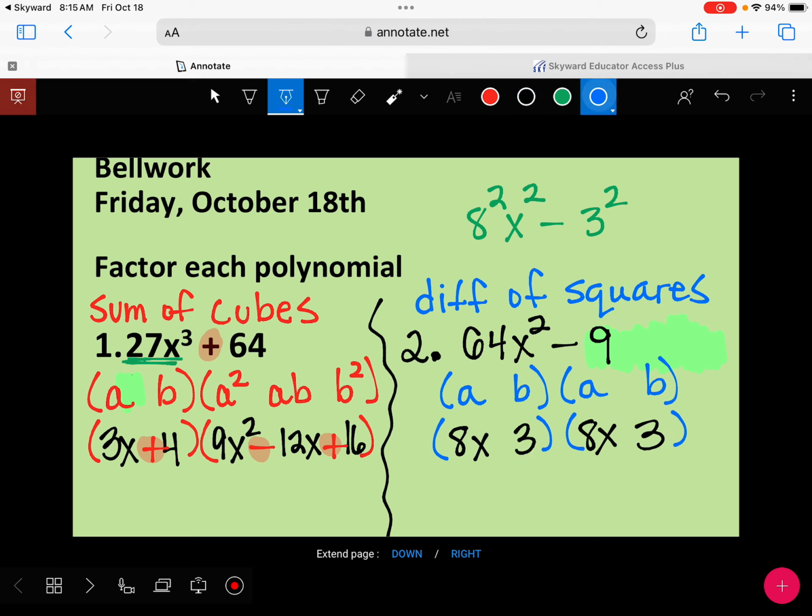And for this pattern, one has to be addition and one has to be subtraction. So it's not a SOAP. It's just one has to be plus and the other one has to be minus. And that's the difference of squares.